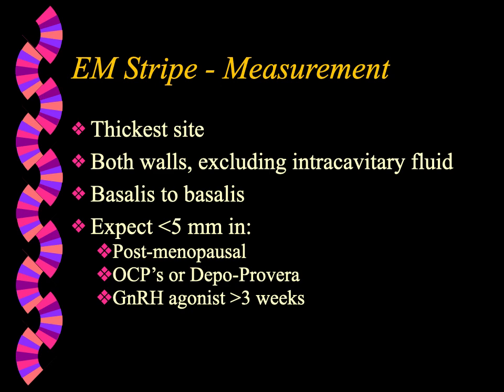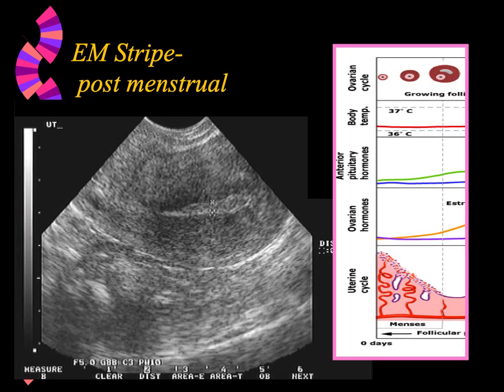So now we're going to look at an endometrial stripe as we go through a menstrual cycle. In this first slide, we can see a thin endometrium because this patient has just finished her menses. So she has a very thin endometrial stripe. And you can see the hormones that are influencing it at this point. She's got low estrogen and low FSH at this point.